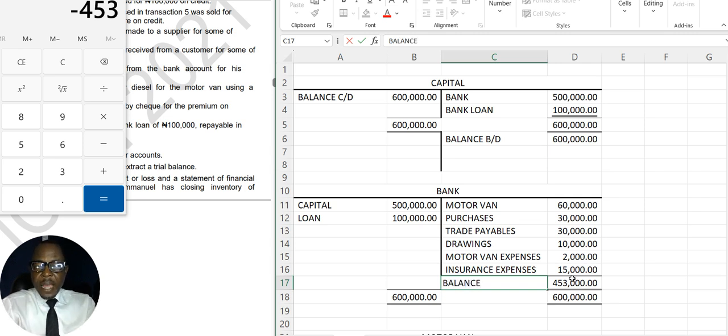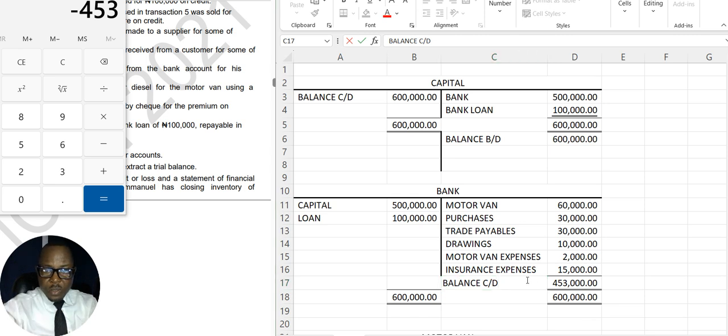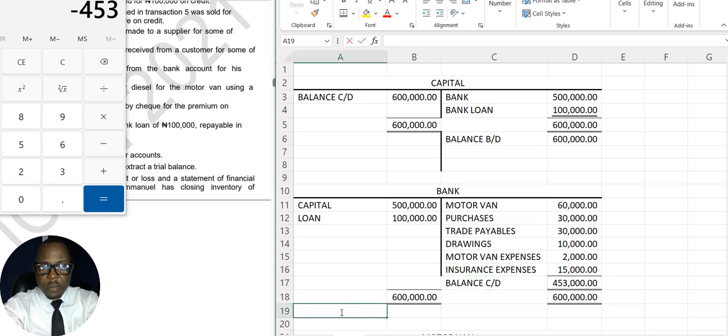Remember, it is the side that has less amount that you put balance CD, so that the opening balances can be on the side that has the higher amount. You understand it? So we are moving the balance. This will now be balance what? BD. Put the same amount that is here, 453. 1, 2, 3. Put it there. You have closed off this.